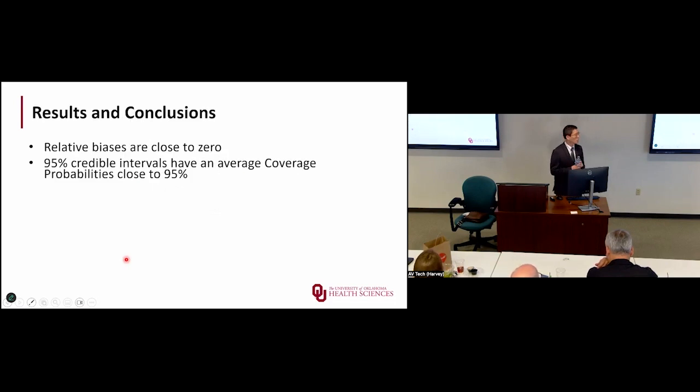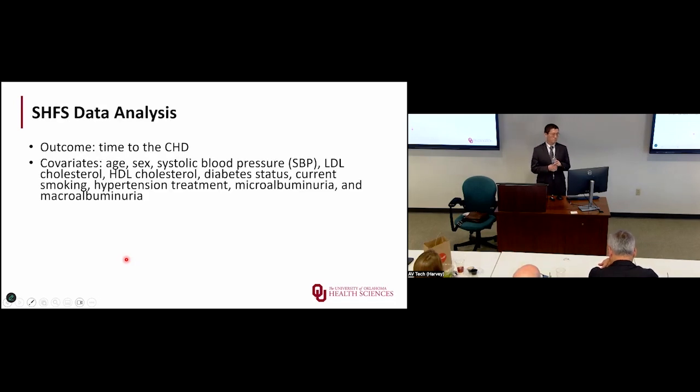I want to report the results here. The relative biases are all close to zero. Remember, that's what we want, and 95% credible intervals have a coverage probability of 95%. And just to say that our method works, okay?